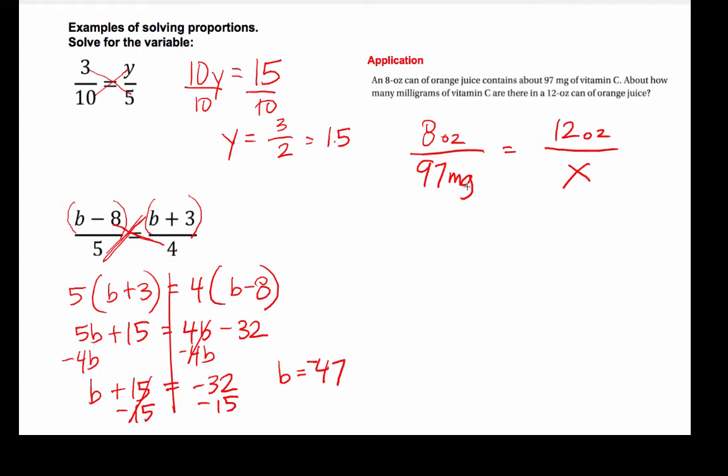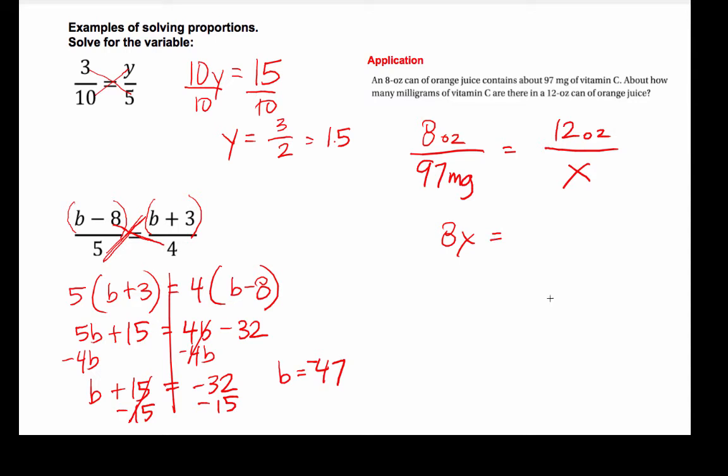And I don't need my units in here, but it's maybe helpful to set up the proportion. Anytime you're setting up a proportion for word problems like this, the quantities, this is the way I do it. I always make sure that my same two quantities, ounces are in the numerators, milligrams are in the denominators. So I would go ahead and cross multiply. 8 times x is 8x.